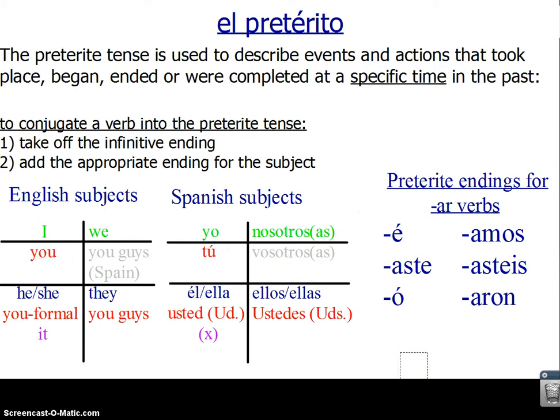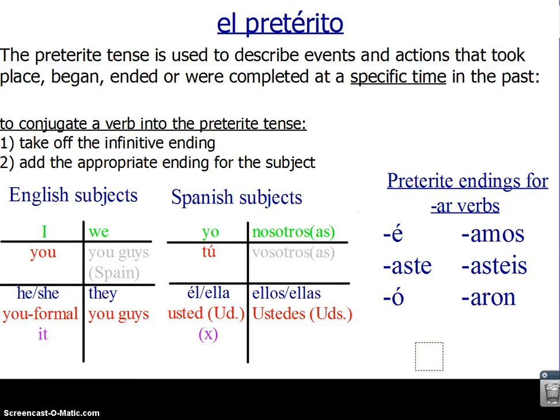So if I wanted to conjugate hablar in the preterite, and I want to say I spoke, it would be hablé. You spoke, hablaste. He or she spoke, habló. We spoke, hablamos. You guys spoke in Spain, hablasteis. And they spoke or you guys spoke, hablaron. These are your endings for AR verbs.